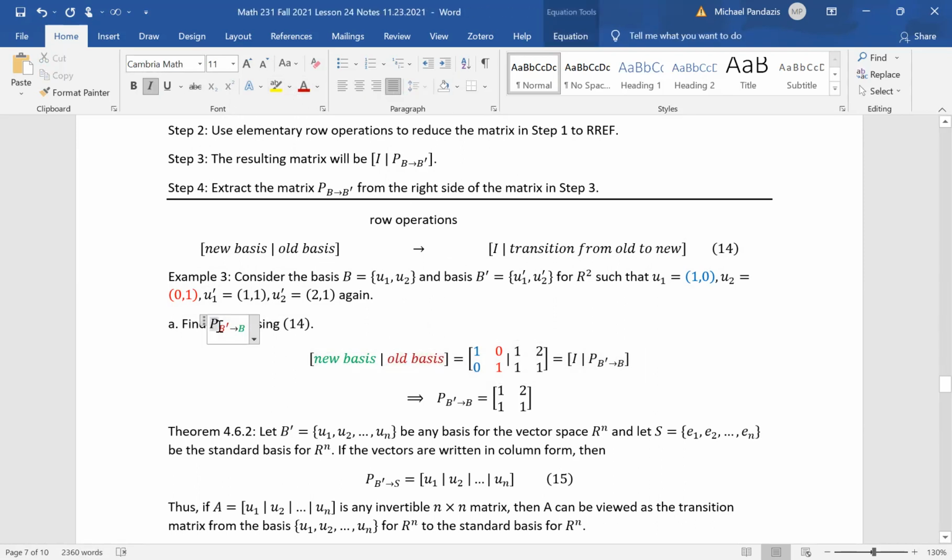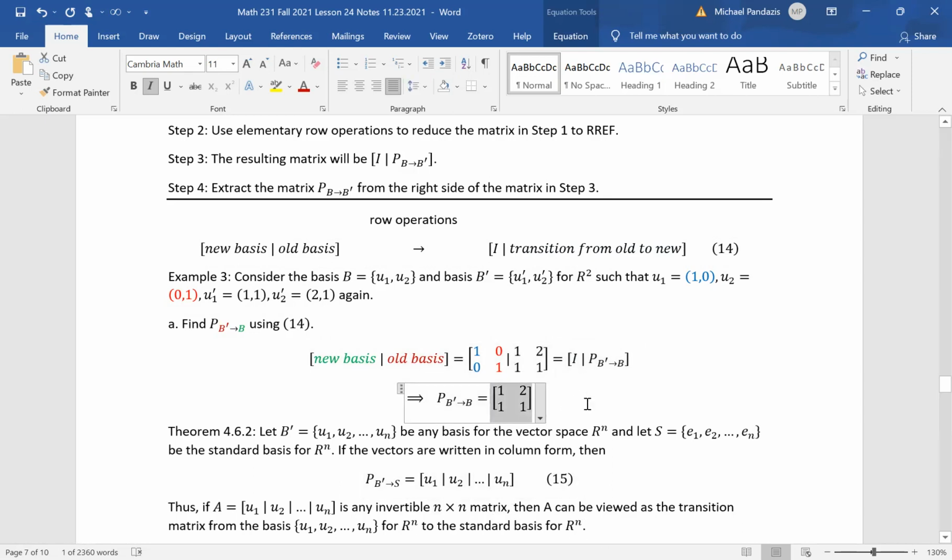So your old basis is the one here, and the new basis is the one here, and the vectors in your new basis form the columns of the left side, and the vectors in your old basis, which are U1 prime, U2 prime, will form the columns on the right side. But you see the left side is already the identity matrix, which means the right side is the transition from the old to new basis. So without doing anything, we actually already have the transition matrix from B prime to B. It's this.